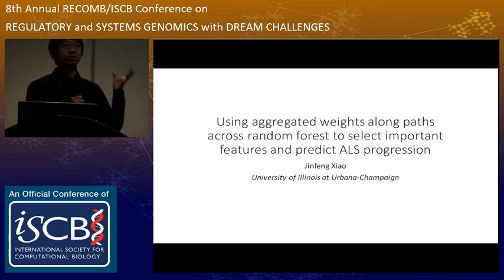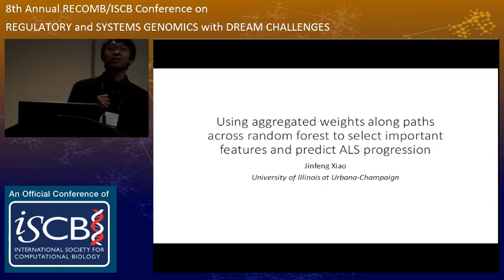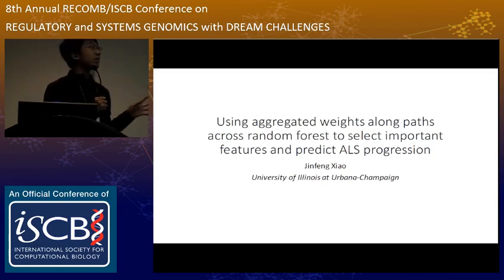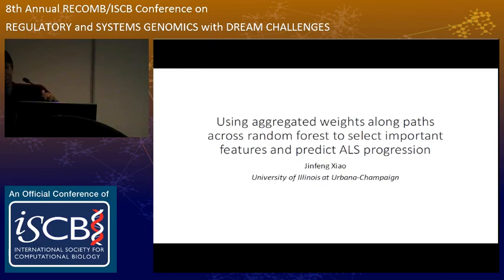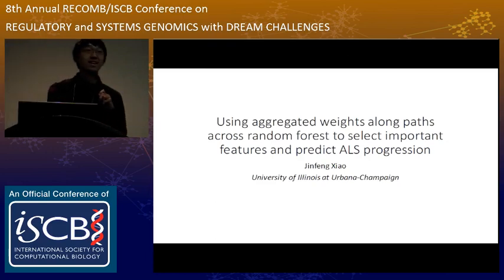Basically, it's a modification of the random forest method, but we add something to rank features and to predict ALS progression. The title looks a little bit long, but it basically says everything I want to include. So the goal is to select important features and predict ALS progression. The way we select important features is to aggregate weights along patients' paths across the random forest. I will go into more details later.